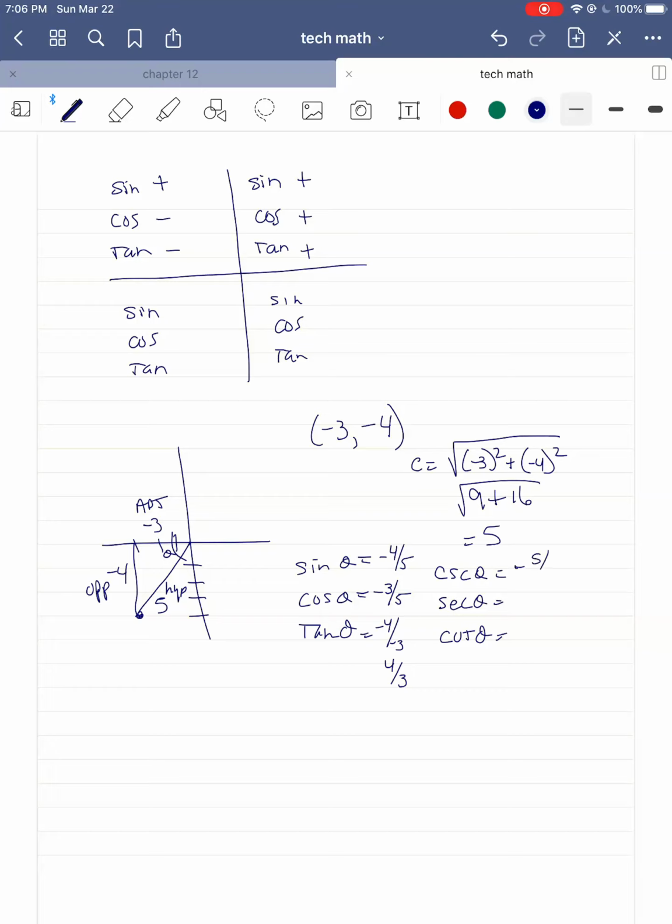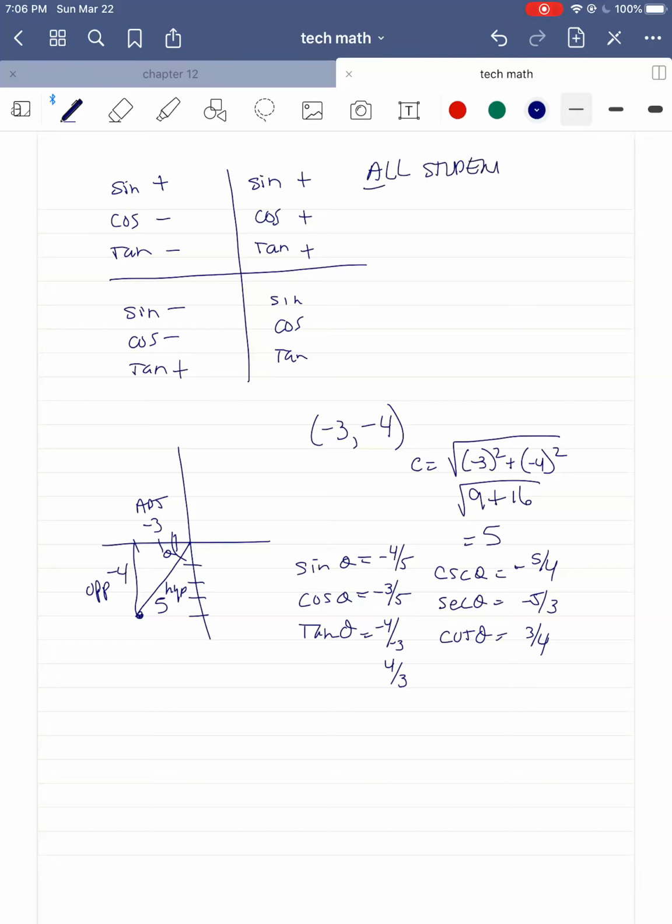Flipping them around, cosecant is minus 5 over 4, secant is minus 5 over 3, and cotangent is a positive 3 over 4. So in this case, sine is negative, cosine is negative, and tangent is positive. There is an acronym for this as well.